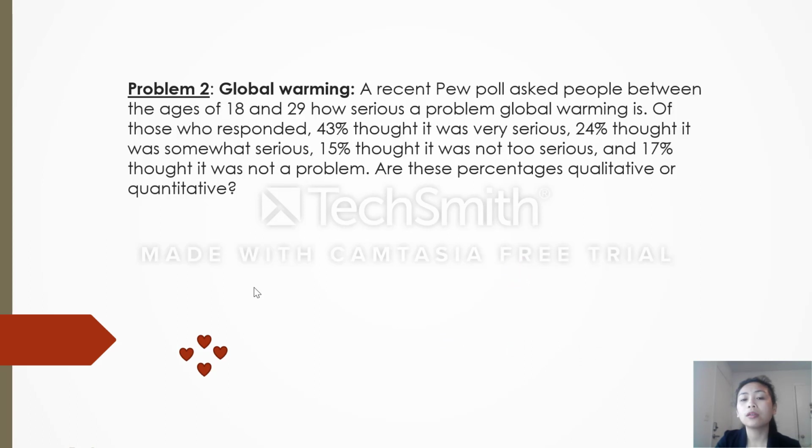Then global warming. A recent Pew poll asked people between the ages of 18 and 29 how serious a problem global warming is. Of those who responded, 43% thought it was very serious, 24% thought it was somewhat serious, 15% thought it was not too serious, and 17% thought it was not a problem. Are these percentages qualitative or quantitative? This should be quantitative because the values are numbers, right?